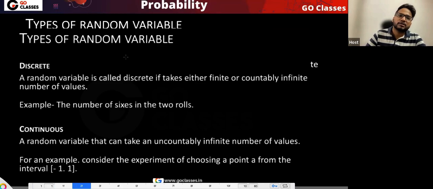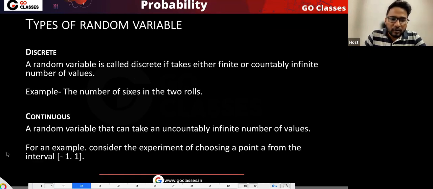Okay, so let's start. As we already know what a random variable is, I think it is the correct time to introduce the types of random variables. So there are mainly two types of random variable. I mean, there could be many types. You can define your own type, maybe some hybrid of discrete and continuous. This could be some other type also. But mainly there are two types of random variable. One is discrete, another one is continuous.